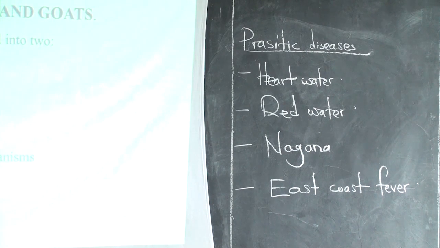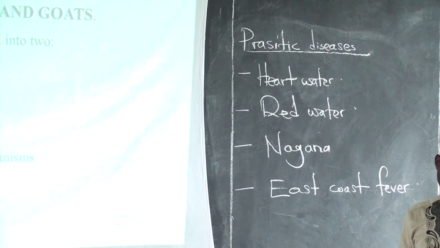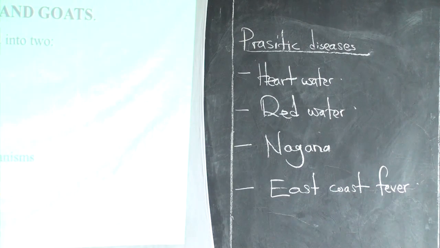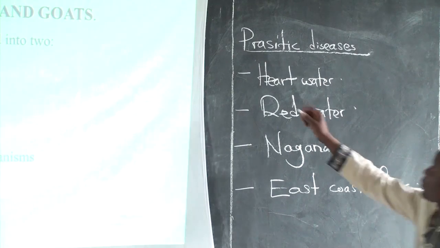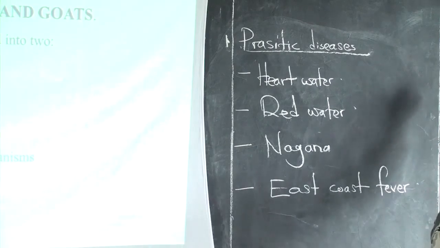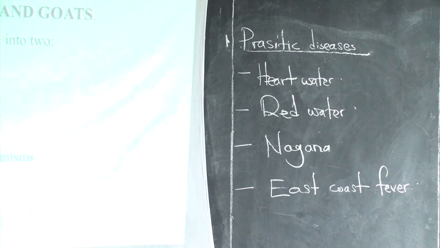And we are going to go ahead and look at the causes, symptoms, and then prevention. This is very important. Then we can push to the second part. This was the first part where we grouped diseases as parasitic diseases, and then number two, we need to look at those which are called infectious diseases.